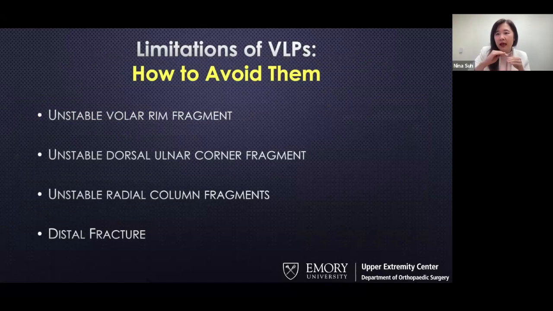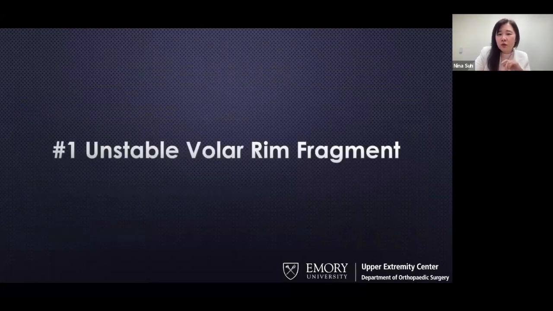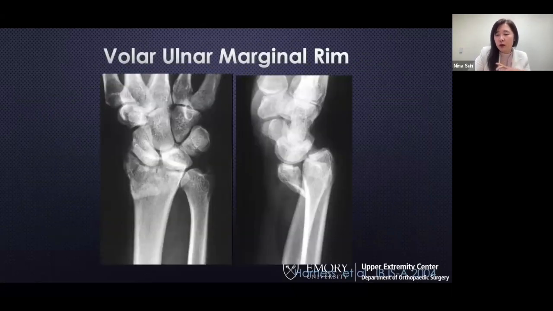So here are some of the case examples we're going to talk about that are very commonly known complications for volar plating. So you have the unstable volar rim fragments, the unstable dorsal ulnar corner fragments, the radial column fragments, as well as very distal fractures. So first, we're going to talk about volar rim fragments, which are very common.